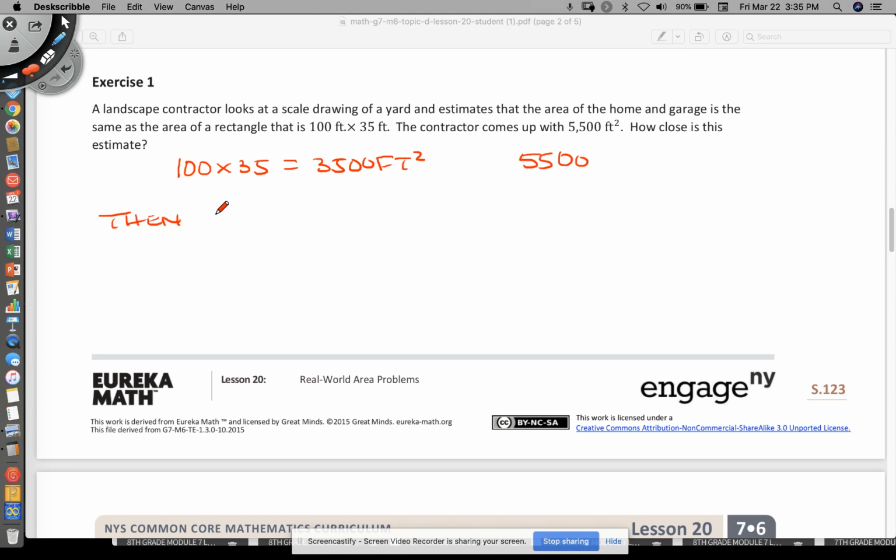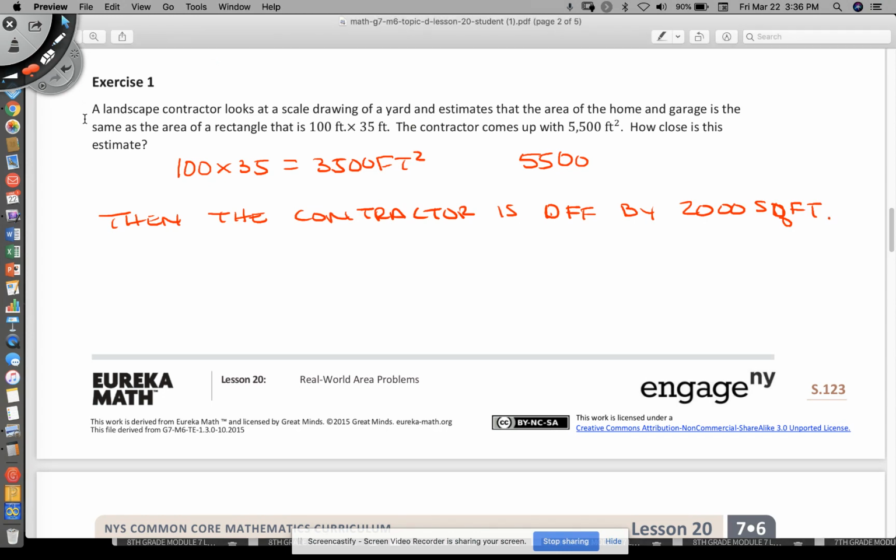So then the contractor is off by 2,000 square feet, which will definitely save us some money. All right.